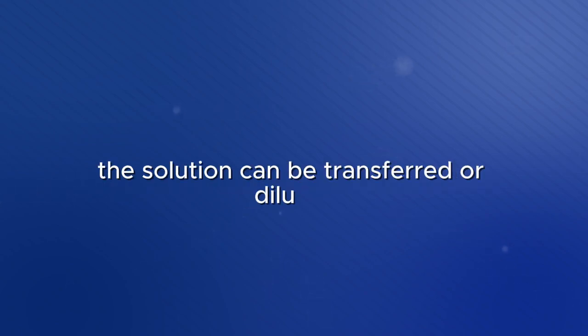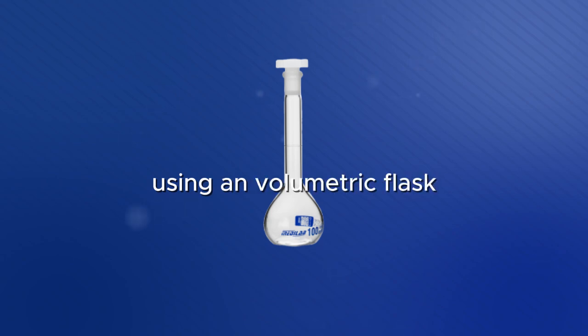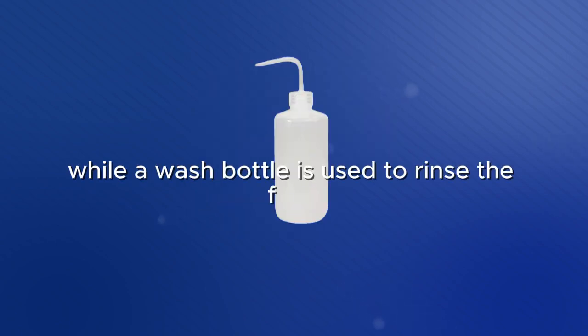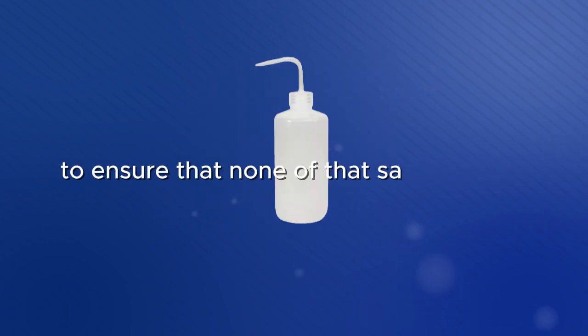Step 3. After the sample has dissolved, the solution can be transferred or diluted using a volumetric flask. A funnel can be used to make the transfer easy, while a wash bottle is used to rinse the flask to ensure that none of the sample is left behind.